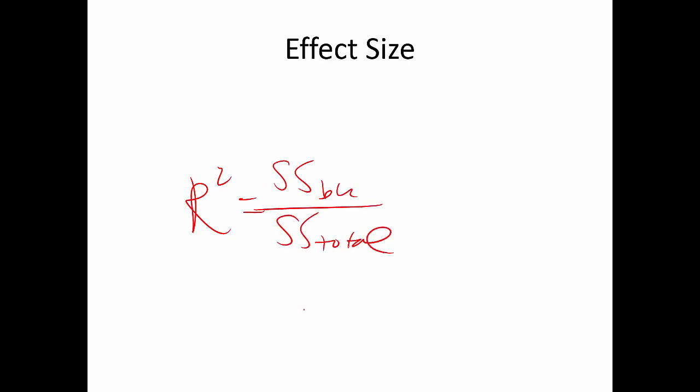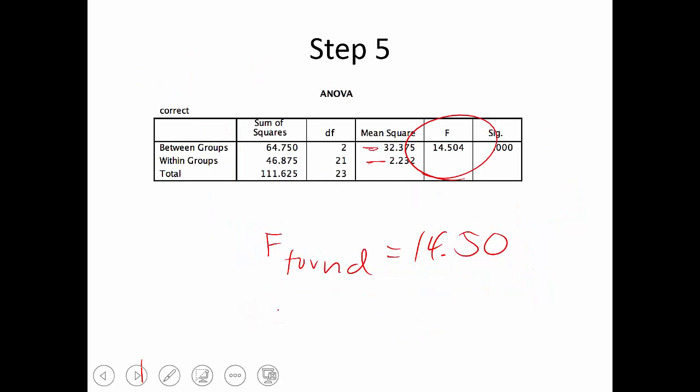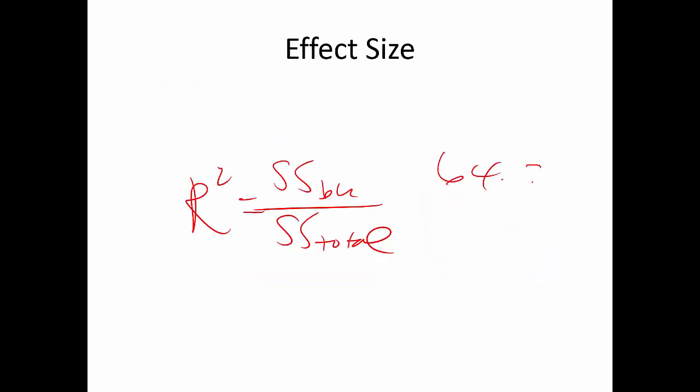The next thing to try is effect size. So R squared is sum of squares between over sum of squares total. So don't use mean square. I have to back up to get to that. So it's going to be here, 6475 over 11163. Pull out my phone calculator here. And we've got 6475 divided by 11163 equals 0.58, or 58%.